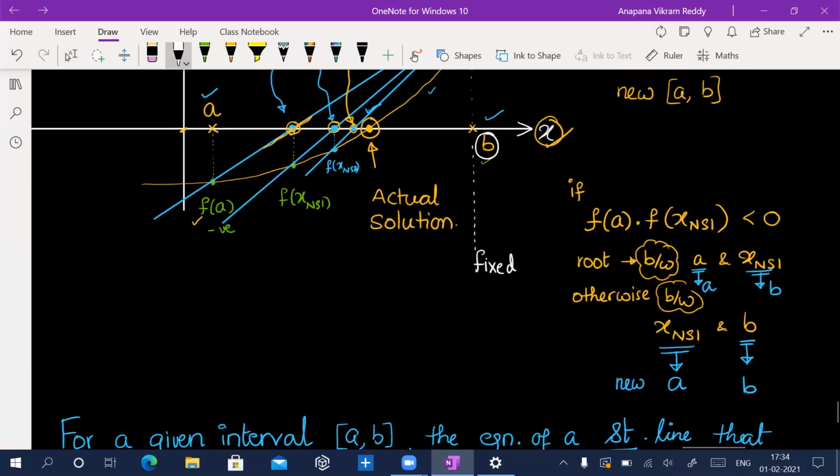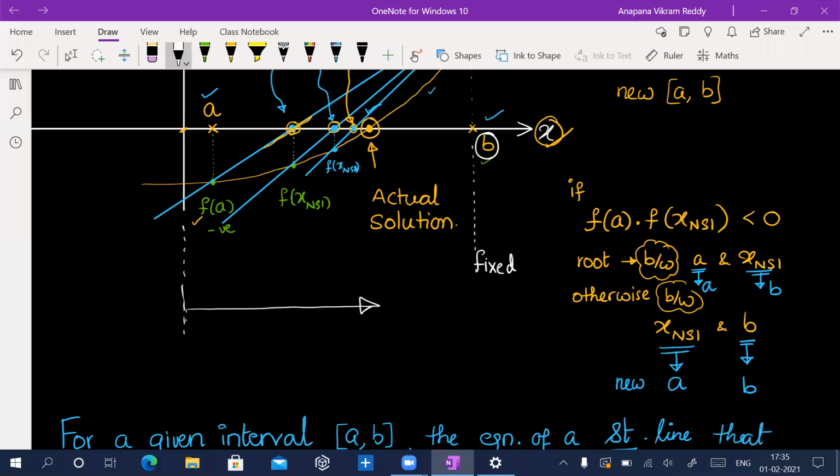But what is happening in this case is you are moving towards the root only from one end. You are approaching like this. In this question, you are coming only from one end. But what about this end? This end is just fixed like that.